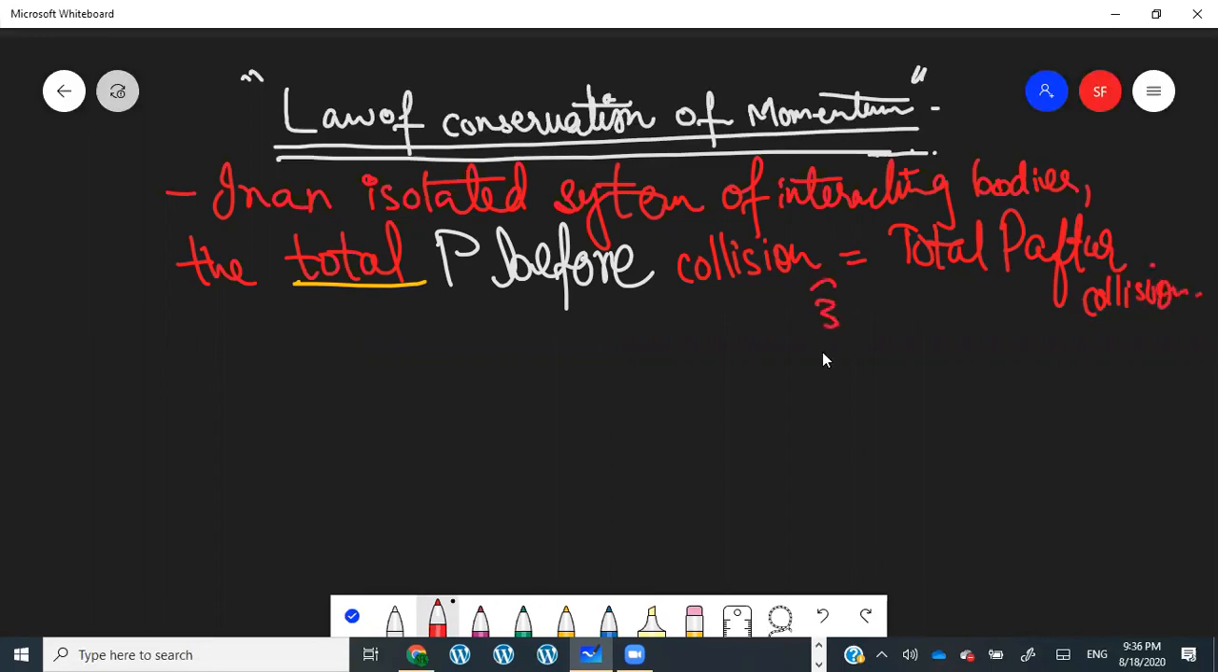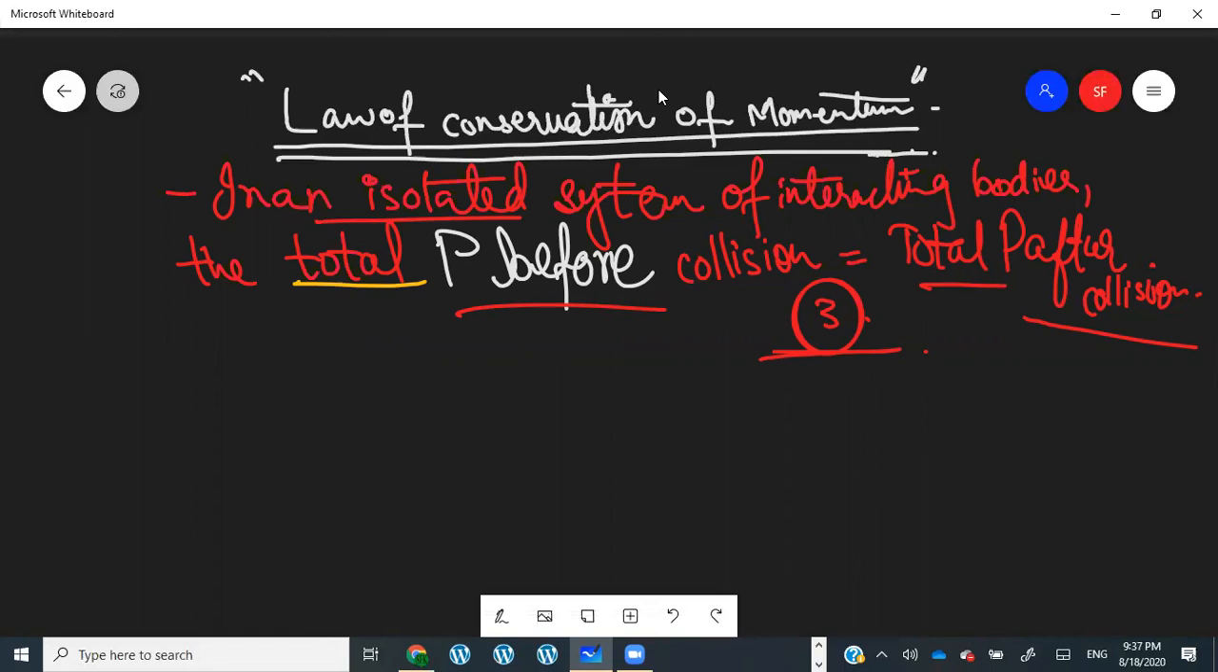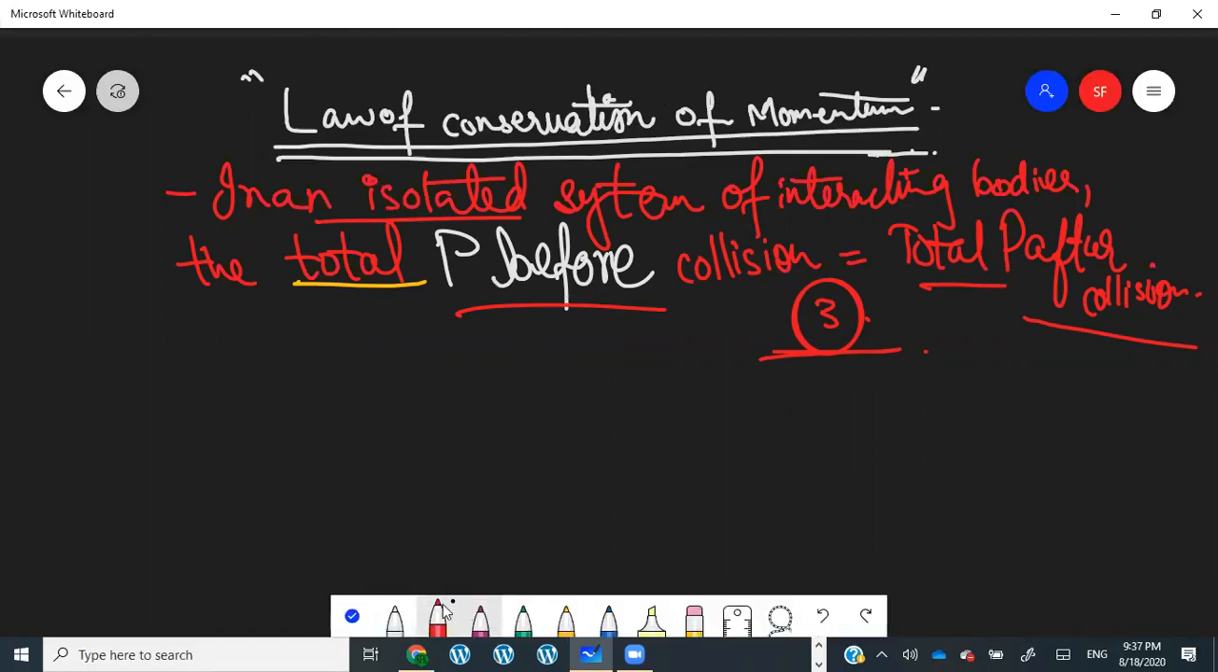This is actually a 3-mark definition, okay? The word total is important, before and after are important, isolated is important. Clear? And it has been asked what the word isolated means. So isolated means no external force acts on it.